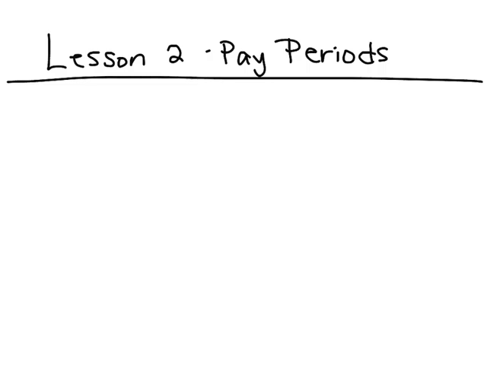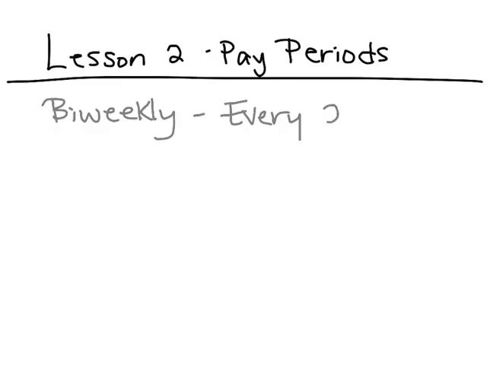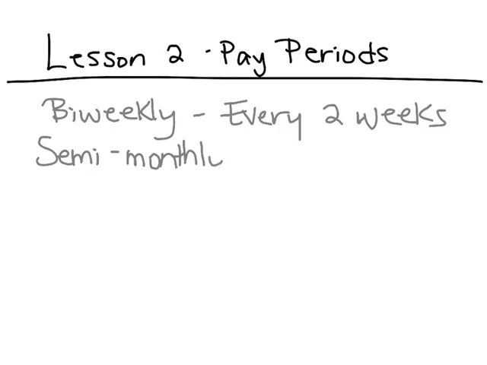Lesson 2, pay periods. So pay periods are when you get paid, really. So bi-weekly would be every 2 weeks. Semi-monthly is twice a month. And now semi-monthly and bi-weekly are not the same thing. Because if you think about it, not every month has exactly 2 weeks in it. So there's roughly 4.33 weeks in a month. So bi-weekly and semi-monthly are completely different.